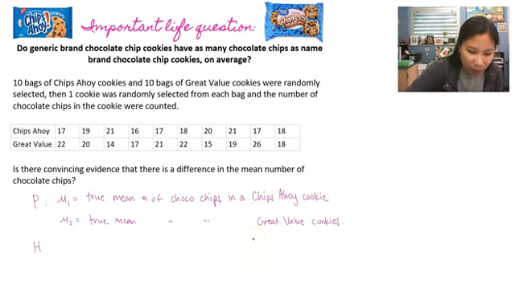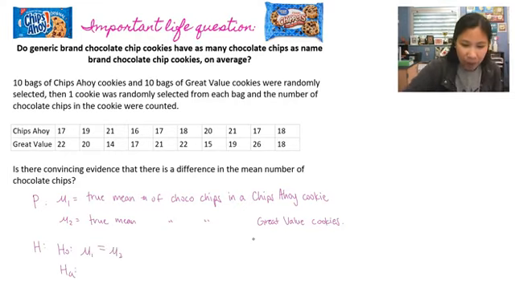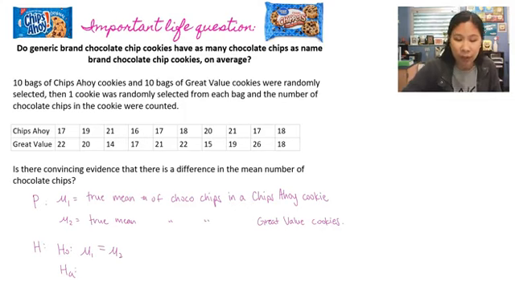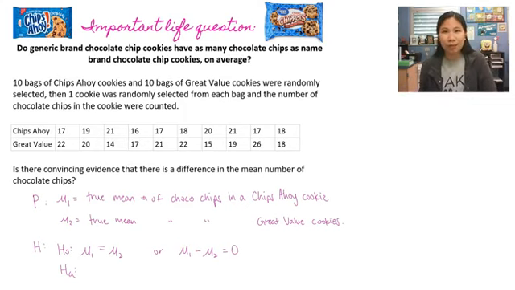So making our hypotheses, for our null hypothesis, we always use the equal sign. Remember, our null hypothesis is always stating that there's no difference between the two. So if there's no difference, they should be equal to each other. So mu1 equals mu2, or if you want to write it in terms of subtraction, mu1 minus mu2 equals 0. And again, it doesn't matter which way you write it, either is fine.